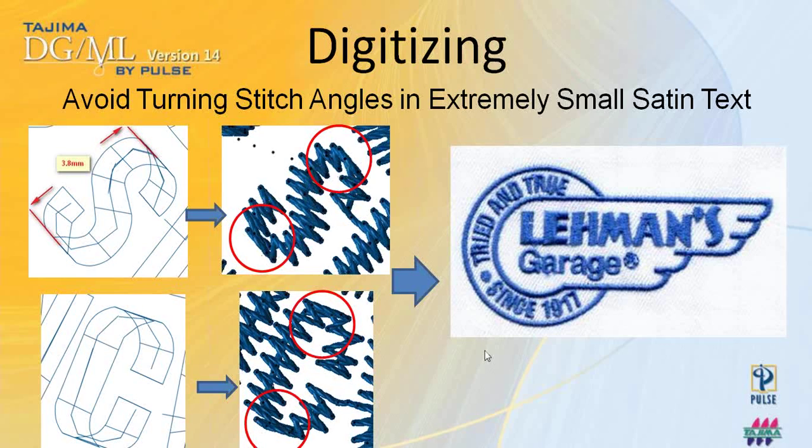And here, on the scanned image of the embroidered sample, you see how sharp the S actually becomes recognizable. If you would turn the stitches, you would not get this result here. And the same with the letter C. Very nice result here. All right, this is a very important aspect of doing extremely small text sizes.